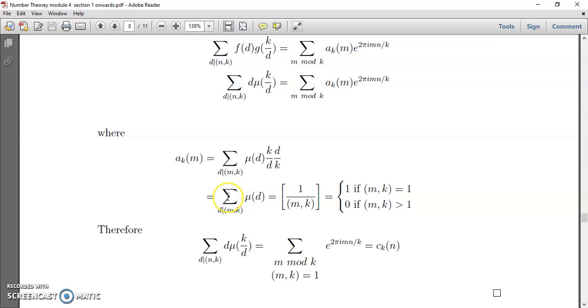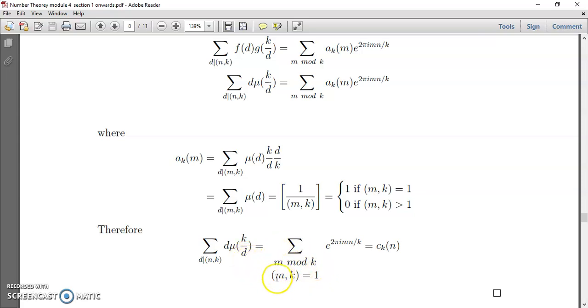What is this? By definition of the Euler function, this is something like 1 by n. When d divides n, the sum of mu of d is 1 if n is 1, and 0 if n is greater than 1. So here, the sum of mu of d over d dividing gcd(m,k) is 1 if the GCD of m and k is 1. In all other cases it is 0. So in those cases when GCD of m and k is 1, the sum reduces to 1.